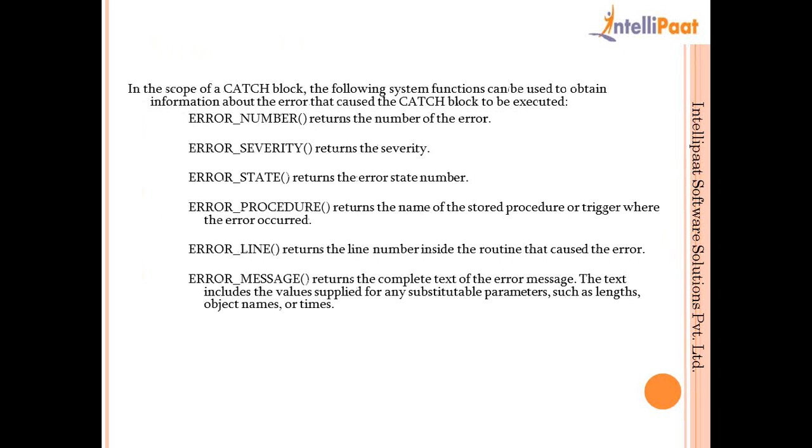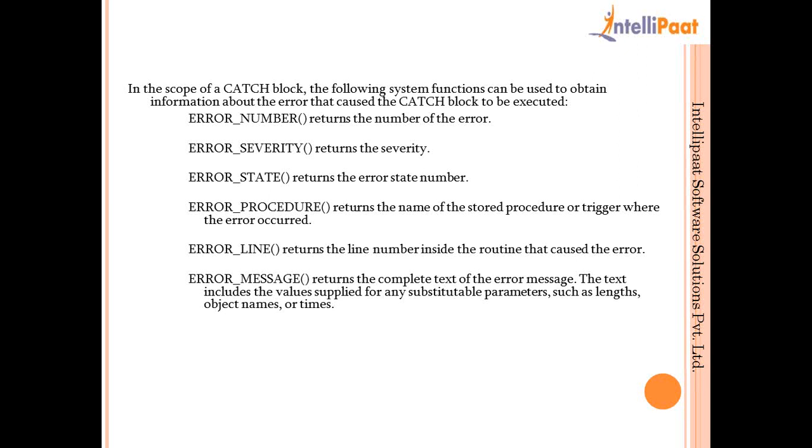Okay, in the scope of a catch block, the following system functions can be used to obtain information about the error that caused the catch block to be executed. So here it says that ERROR_NUMBER returns the number of the error. ERROR_SEVERITY tells you the level of the error. Then ERROR_STATE returns the error state number.